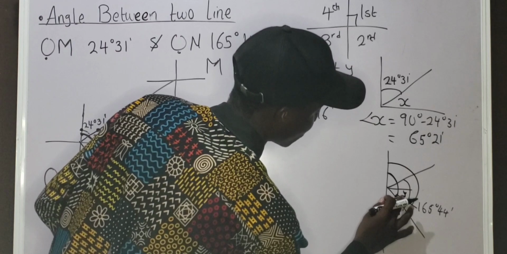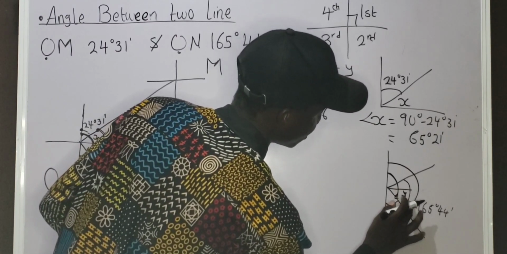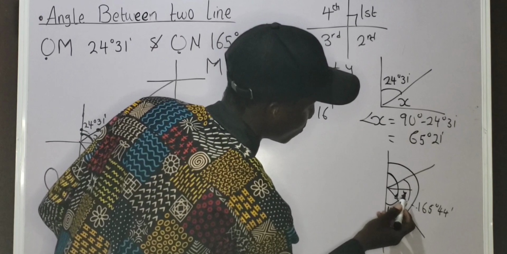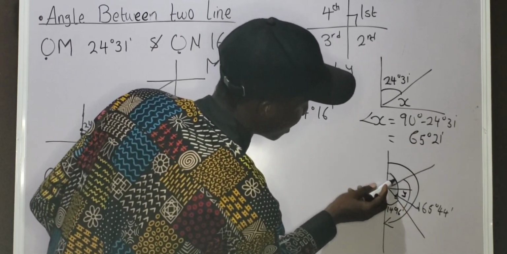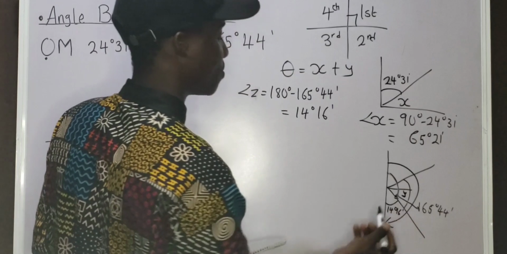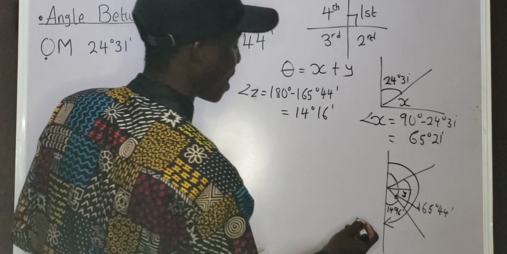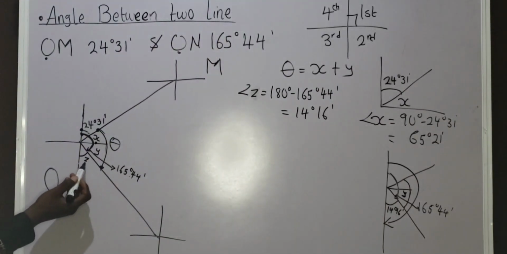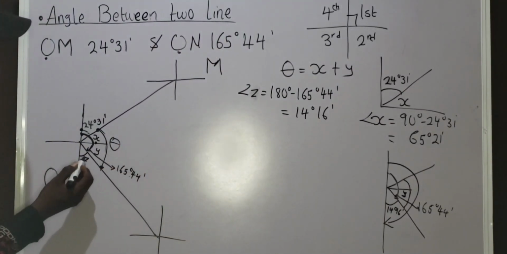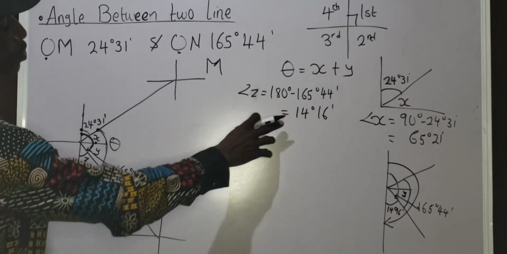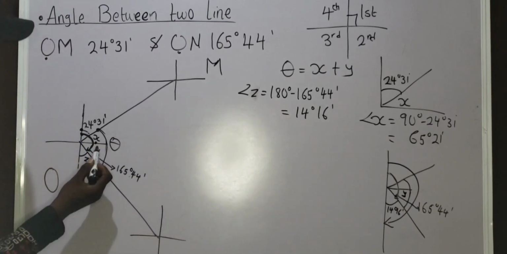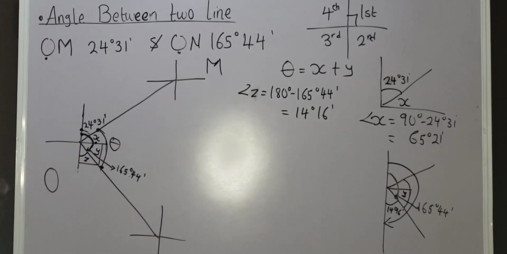Now I can determine the value of angle Y. Please don't get confused, okay? It is this angle that is equal to 165 degree, 44 minutes. But the angle Y ranges from this point to this point. So to get the value of angle Y, I've known that the value of angle Z is 14 degree, 16 minutes. So I'm going to subtract 14 degree, 16 minutes from 90 degree, because the sum of angles here is 90 degree. Do you understand? If you didn't understand it, you can revise back to your bearing. So let's proceed.